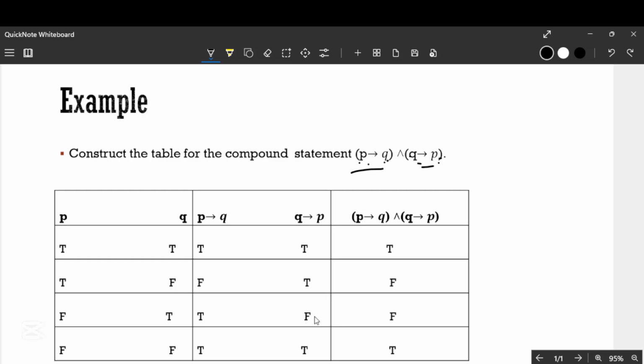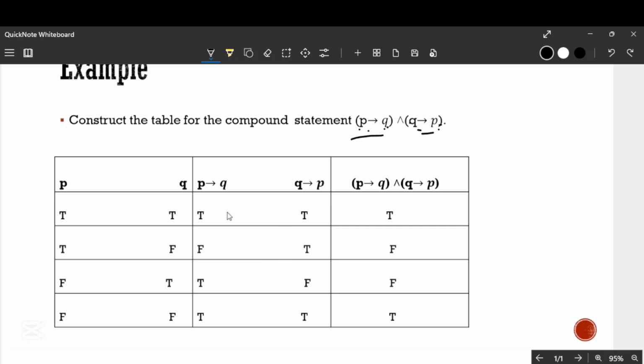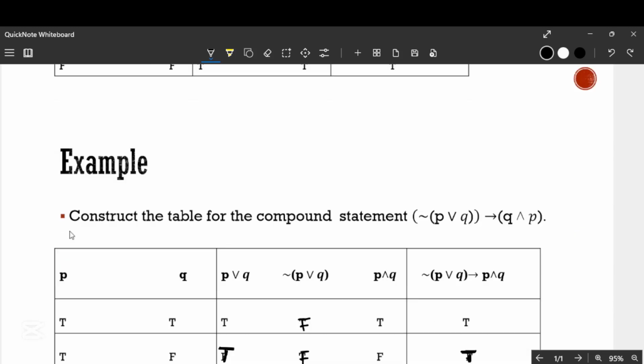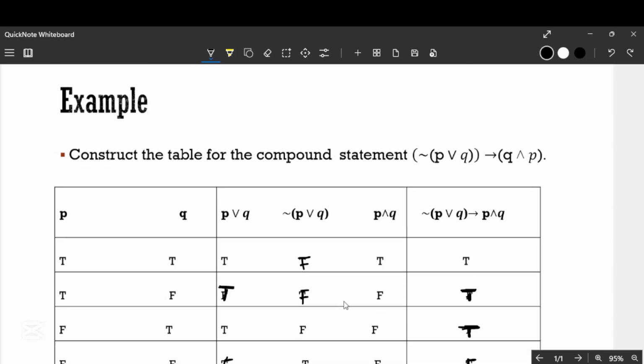Now, P implies Q, conjunction Q implies P, means that both statements should be true to be true, or false to be false. So we have true, true, which is true, and then false, true, false; true, false, false; true, true, also true. We have another example here on compound statements, and this is the question.